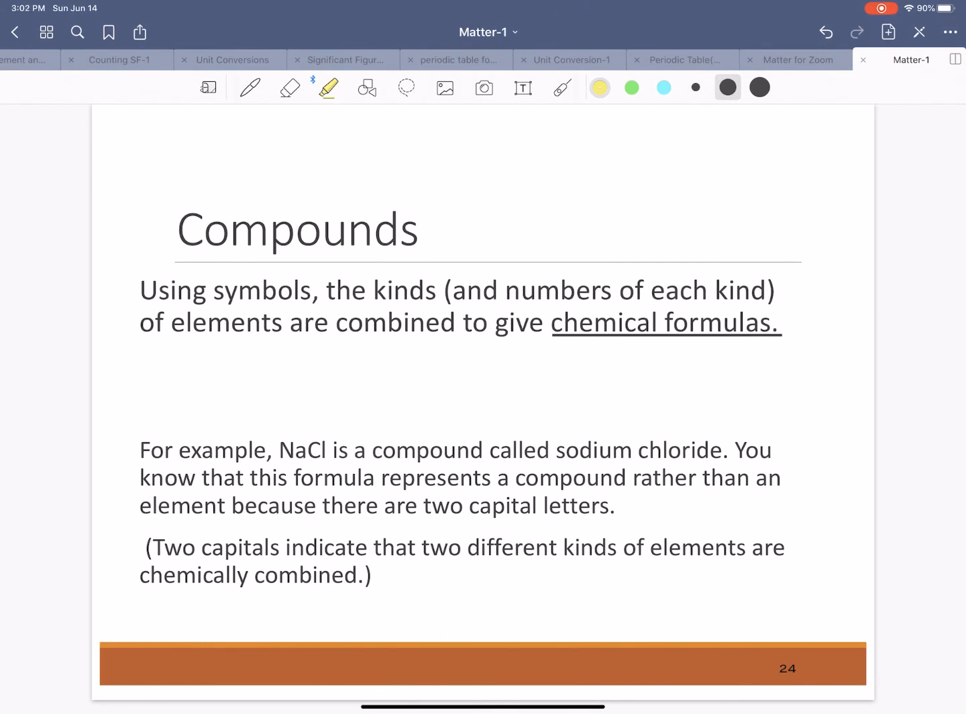Using symbols, the kinds and numbers of each kind of element are combined to give chemical formulas. For example, sodium chloride is a compound, and we know the formula represents a compound rather than an element because there are 2 capital letters, which means 2 elements must be present. And because they're written next to each other, we know that they are chemically combined to form a compound.